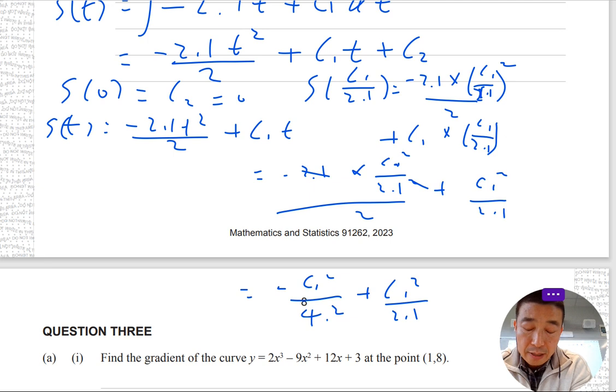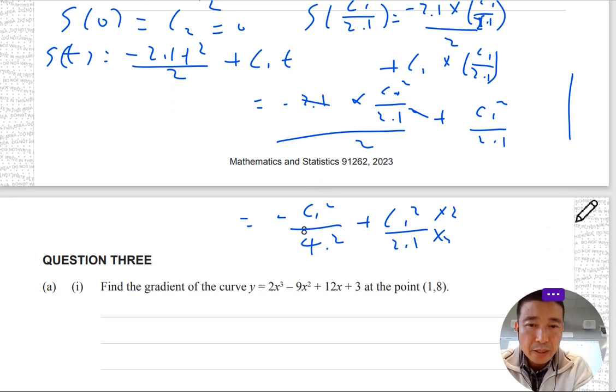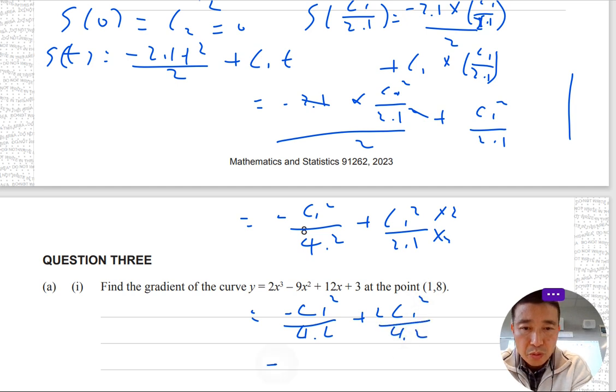So I multiply by 2 on both sides. So minus C1 squared over 4.2 plus 2 C1 squared over 4.2, which is C1 squared over 4.2. How much is it? The distance must be 154, right?